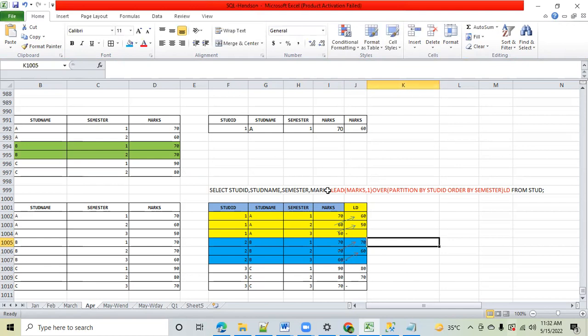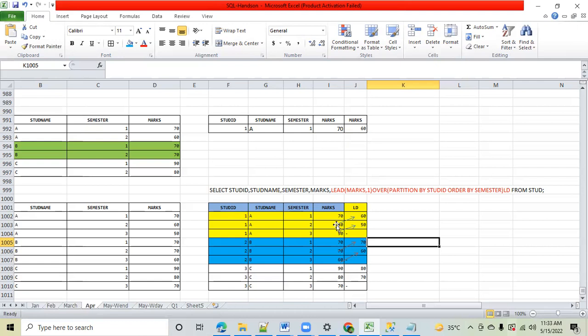So this is the function of lead. Lead means you want to shift towards up. Then you have lag. Lag is exactly the same as lead in syntax, but what it will do is the opposite. It will shift one place or one position in the downward direction.